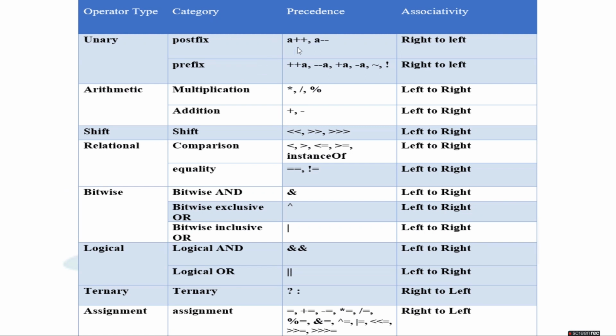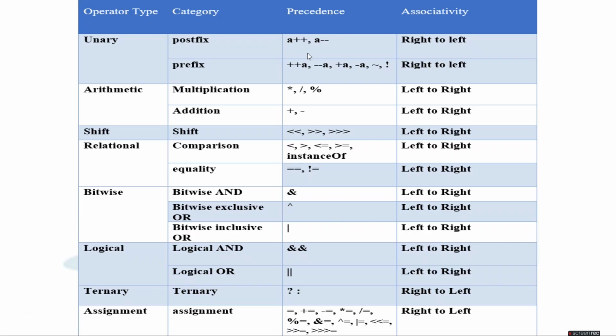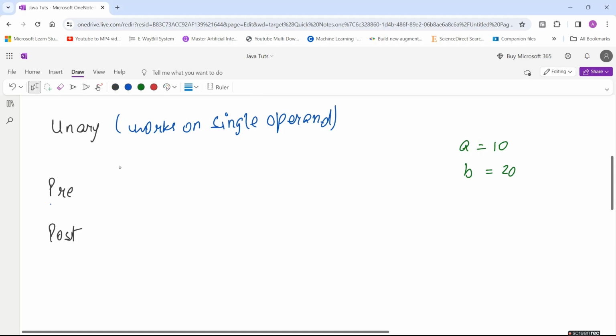Okay, let's talk about the increment and decrement operators. Then we will also talk about the other operators. Let me write it. There is pre-increment and post-increment, so there are pre and post. You can see here there is prefix and postfix. If we put the operator after the operand, then we'll say it's a post. And if we put the operator before the operand, then we'll say it's a pre.